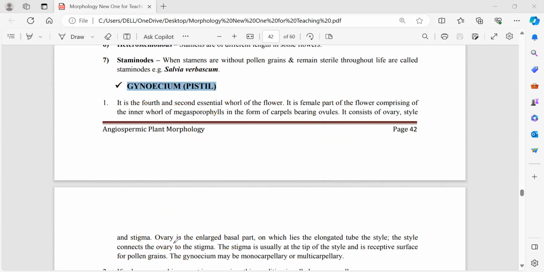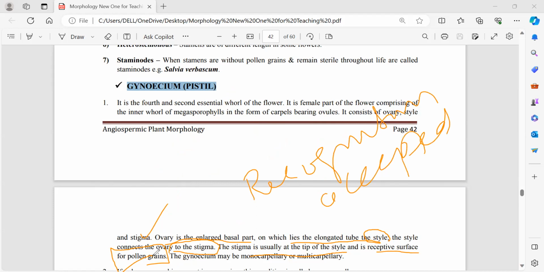Moving further, ovary is the enlarged basal part on which lies the elongated tube, which we call the style, and style connects the ovary to the stigma. Stigma is usually at the tip of the style and it is the receptive surface on which pollen grains fall, and those pollen grains which are recognized and accepted, after recognition, those pollen grains germinate. Those pollen grains germinate and a pollen tube arises from them.